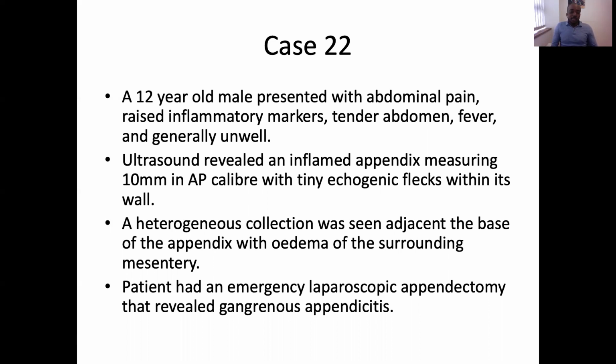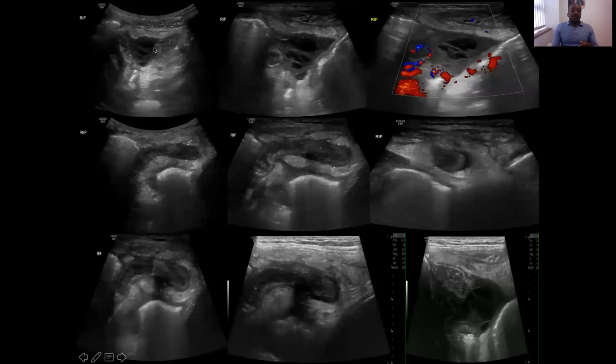The parents were worried. So yeah, we did an ultrasound on this patient, and we reviewed that the patient had a 10mm inflamed appendix with some echogenic foci within the wall. A heterogeneous collection was seen adjacent to the base of the appendix with some edema of the surrounding mesentery. The patient had an emergency laparoscopic appendectomy, which revealed gangrenous appendicitis. So these were the images acquired from the patient's ultrasound.